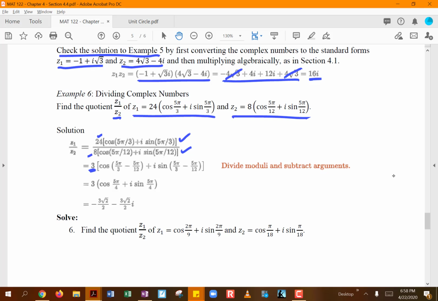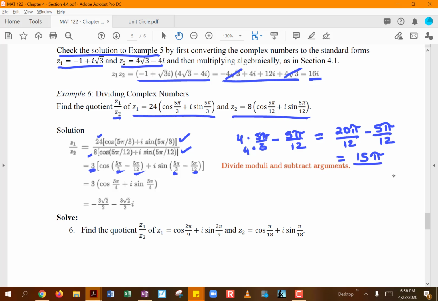And then remember, for division, this is where we end up subtracting our angle. So you are doing 5 pi over 3 from the top minus 5 pi over 12 on the bottom, and we'll do the same for sine and cosine. Now we are given 5 pi over 3 minus 5 pi over 12. So of course we need to find a common denominator. So this one will be multiplied by 4, and you will end up getting 20 pi over 12 minus 5 pi over 12, which will give us 20 minus 5, which is 15 pi over 12.